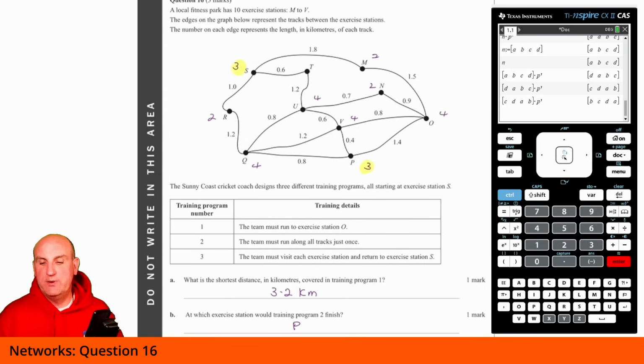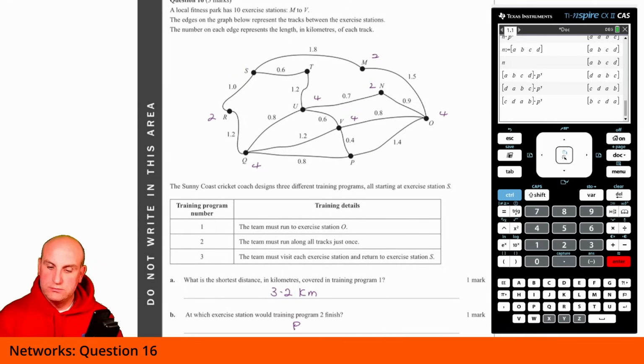Right, the next one here, to complete training program 3. What is training program 3? The team must visit each exercise station and return to exercise station S. All right, the team must visit each exercise station and return to exercise station S. So you've got Hamiltonian. All right, to complete training program 3 in the minimum distance, 1 track will need to be repeated. Complete the following sentence by filling in the boxes below. This track is between exercise stations. Right, so I've got to go what?